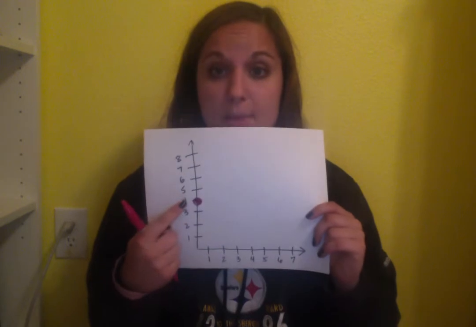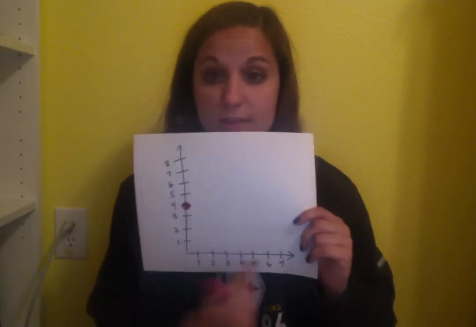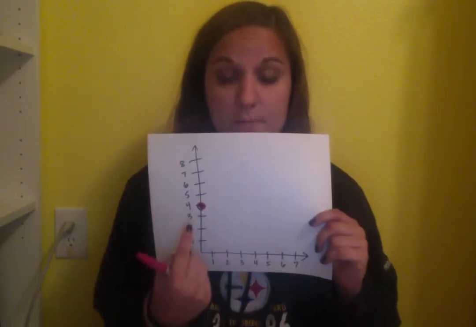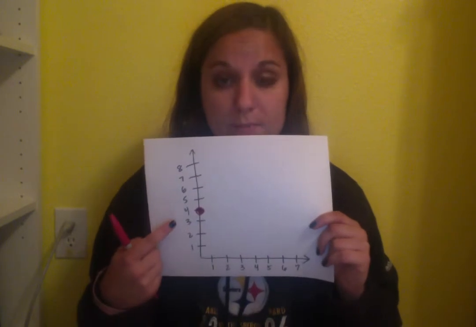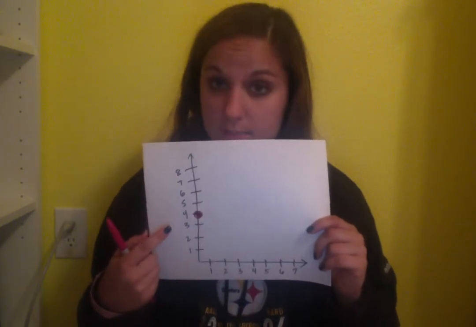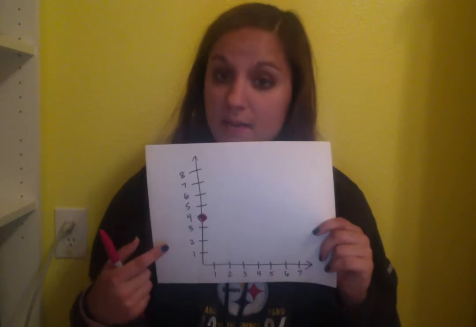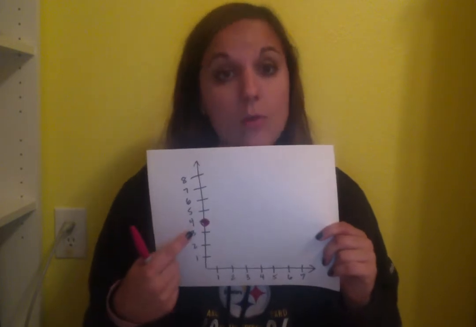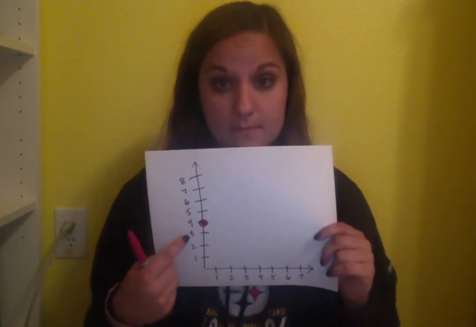So if I plot (0, 4), I'm not moving to the left or right at all. I'm just moving up 4. So on your graph, your point should look something like this. It's up on the y-axis. I didn't move left or right at all. I just moved up to 4. Look at that point. What axis does it cross? The y-axis. Therefore, we know that this is called our y-intercept. So you can go ahead and label that y-intercept.